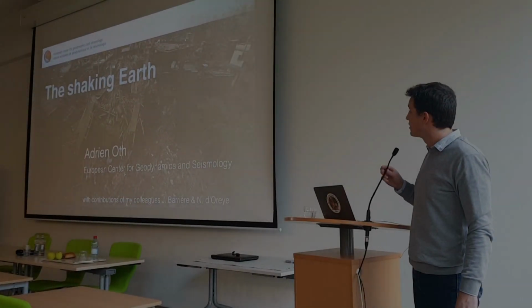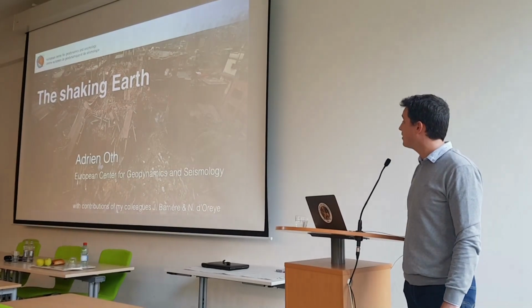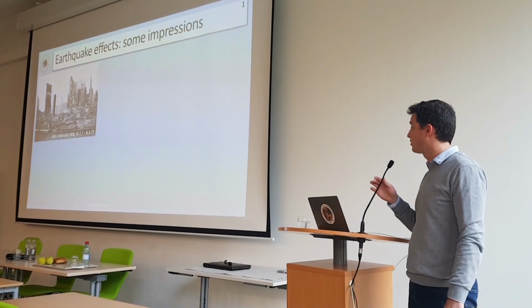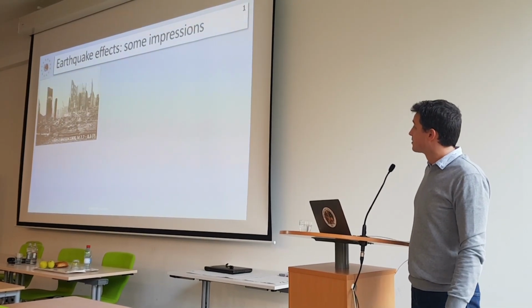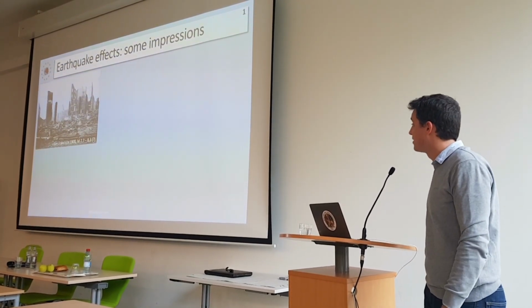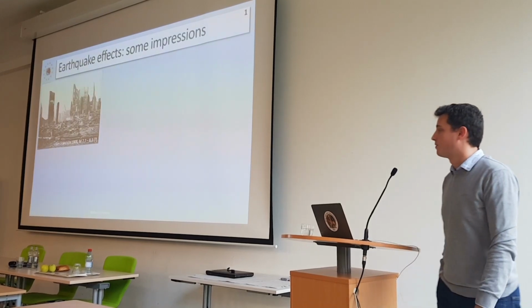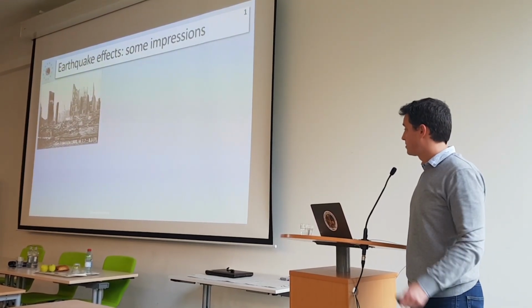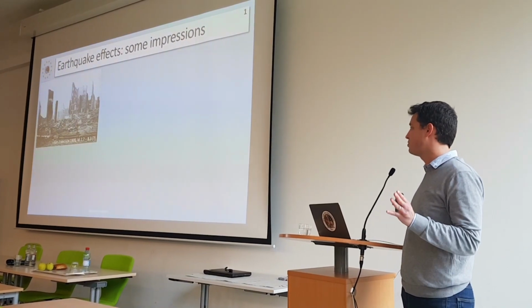Of this, the shaking earth, and you can already see this in the background. I start with a few classical earthquake impressions. If you look at this one photo, that is San Francisco in 1906. That was the big earthquake that basically destroyed the city. It was magnitude 7.7 to 8.3.